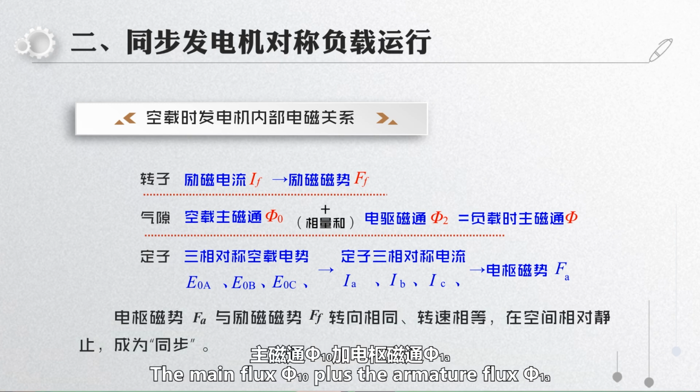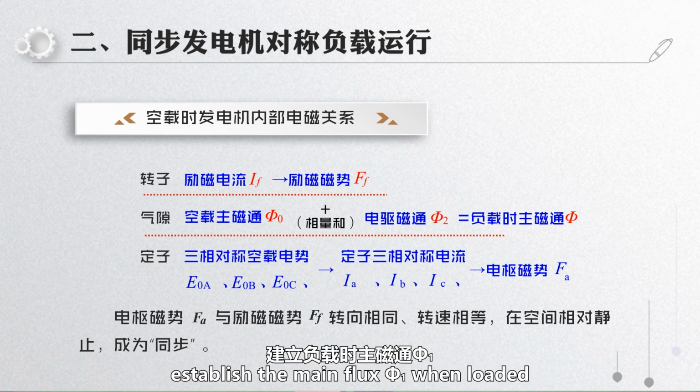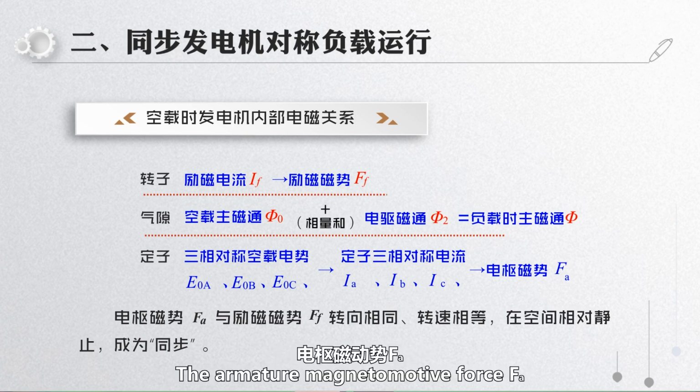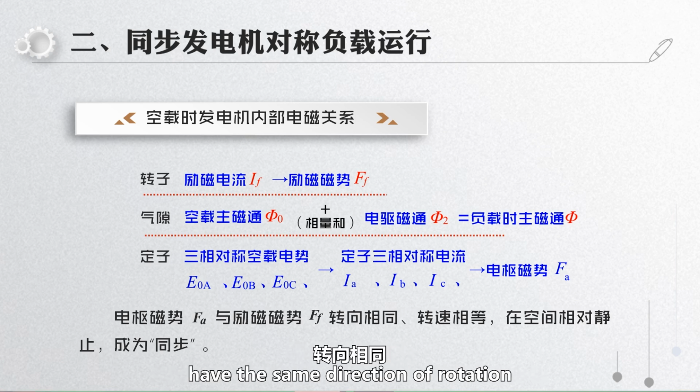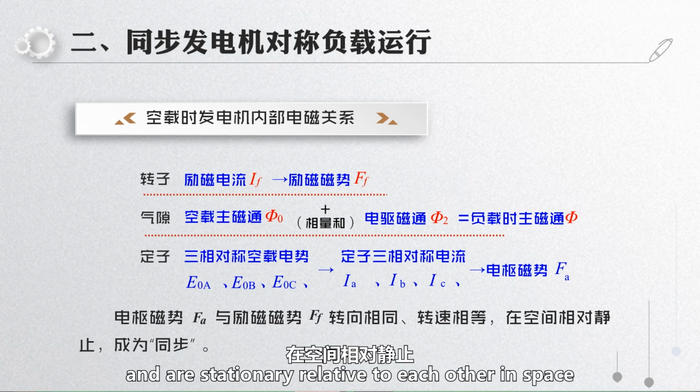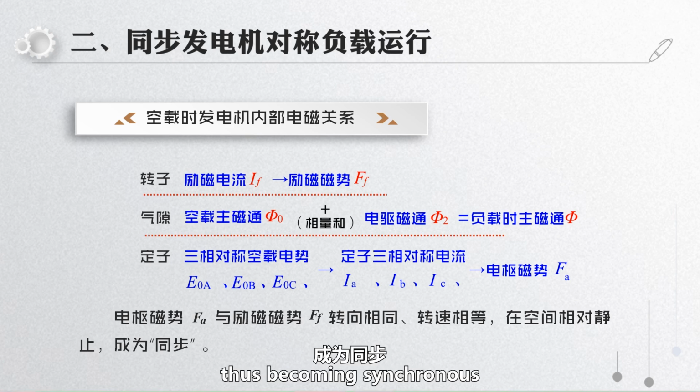The main flux phi0 plus the armature flux phi1A establish the main flux phi1 when loaded. The armature magnetomotive force FA and the excitation magnetomotive force FF have the same direction of rotation and the same speed, and are stationary relative to each other in space, thus becoming synchronous.